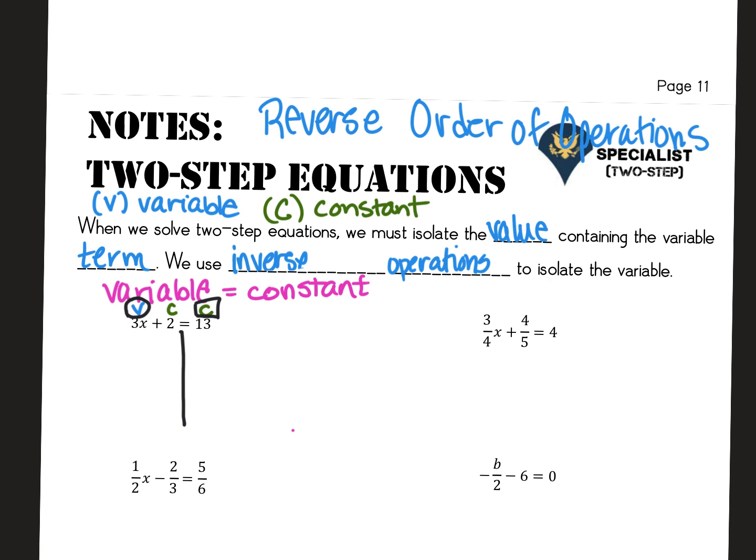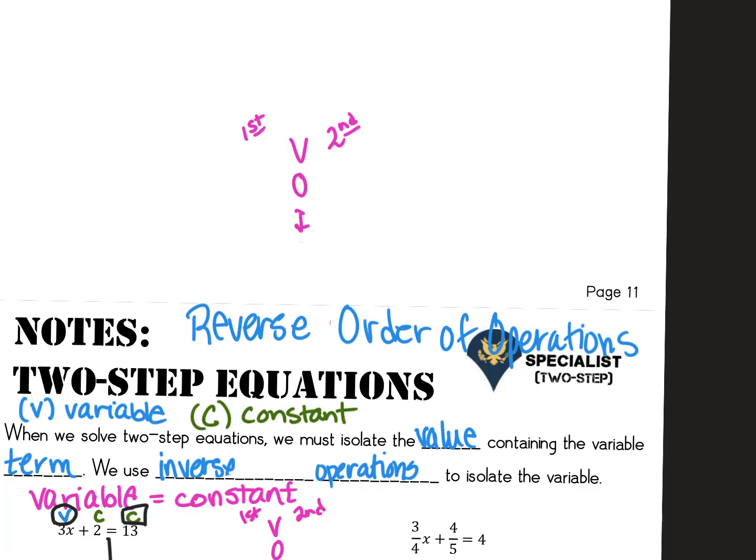And so one way to do that is to look at an acronym called VOICE. So up here, I've written out the acronym VOICE. V stands for variable. O stands for operation, what's happening to the variable. And I is the inverse operation to that. And then the substitute comes when you have multiple steps after you're at the point where it's a variable equal to a constant.